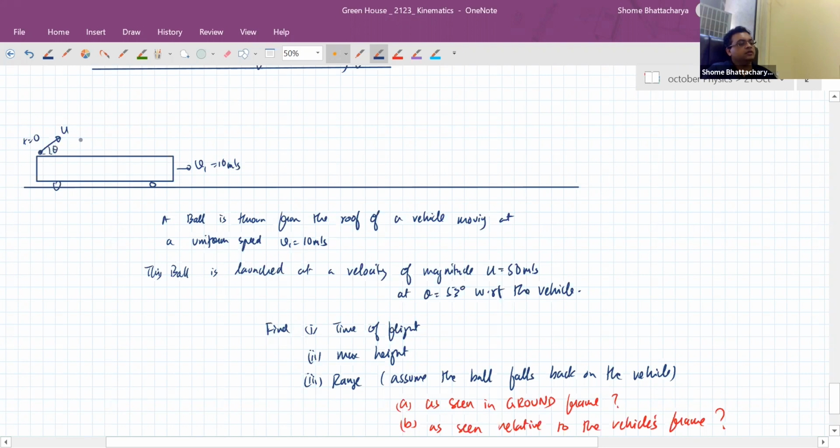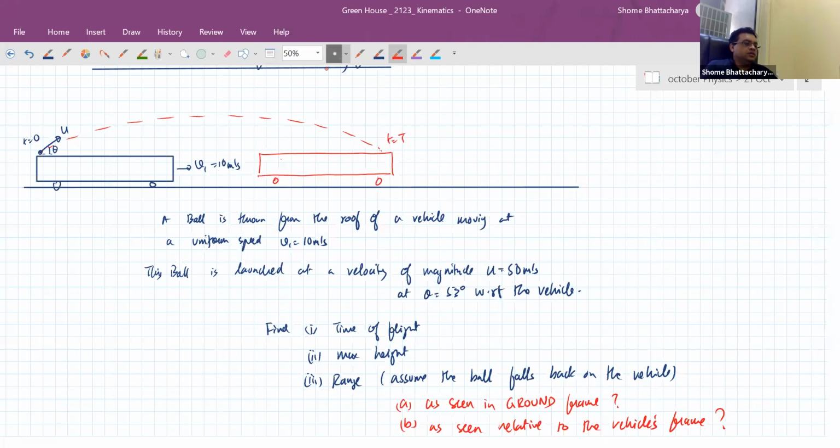Okay. So the ball goes like this, and by the time the ball lands, the vehicle is here. This is at some time t. So this is now the proper diagram.